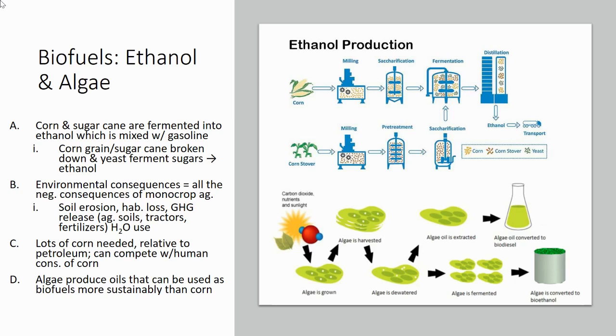So what is the alternative to that? Well, lots of scientists are now studying whether we can actually get energy from algae. Algae is another type of biofuel that's an up-and-coming area of study. Algae produces oils that can be used as biofuels, and it's more sustainable than corn.